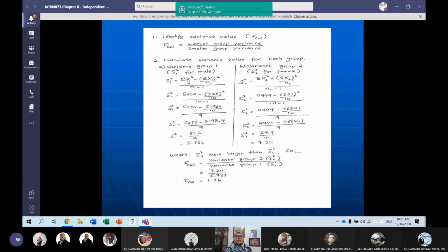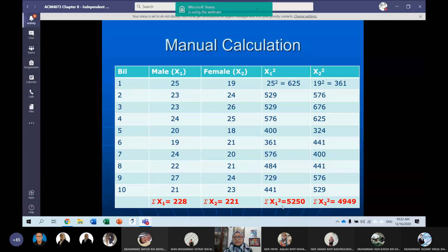Sum of x1 squared, take away the sum of male squared, divided by n. N1 means n for male. Okay, let's do this together again. The sum of x1 is 5,250. This is sum of x1 squared.